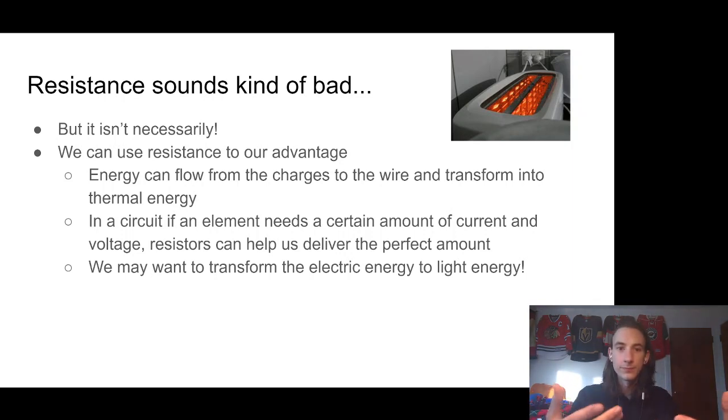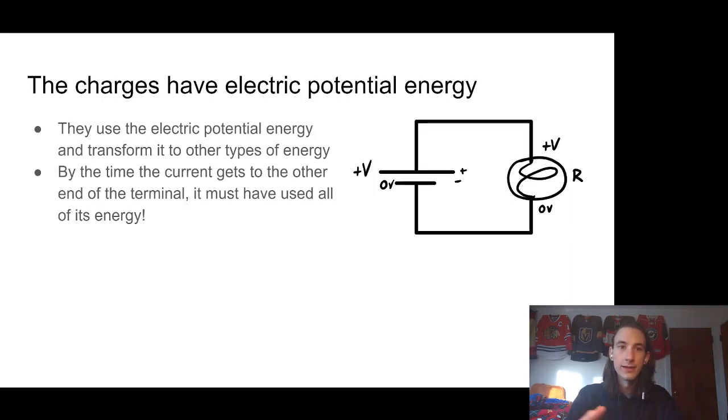Or if we say, hey, I'm constructing this circuit, I need a perfect amount of current through this element, and I need a perfect voltage here, we can use resistors to change the amount of current or voltage that we're getting in that circuit and then really deliver the perfect amounts. That's another use for these resistors. Or we can create light. We can transform this electric potential energy to thermal energy, and then that transforms into light energy. So resistance is actually good sometimes. It's not necessarily a bad thing.